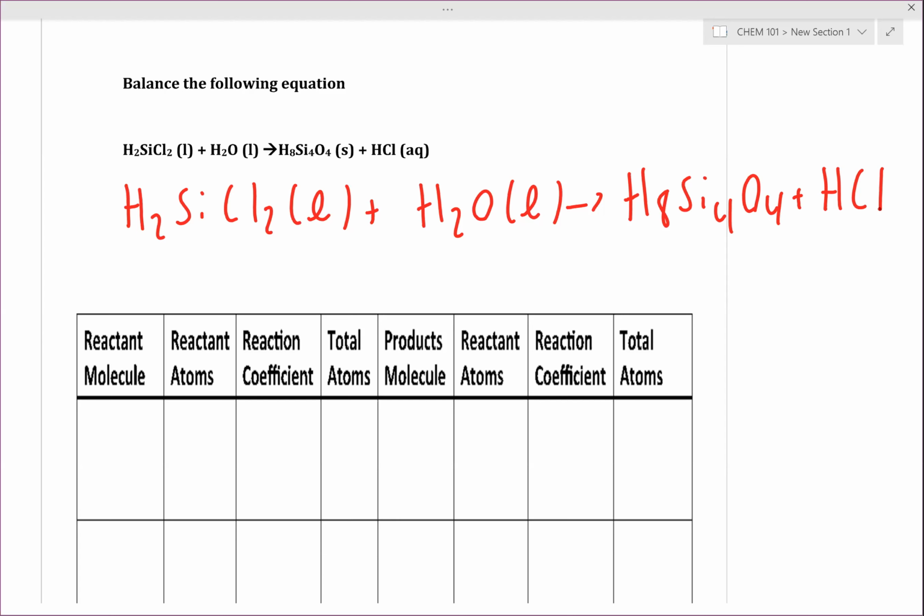So let's try to pick the element that shows up in the least number of compounds and that shows up in the most complicated compounds. Just as a hint to everyone, if you want to pick an element to balance, try to balance the elements found in the most complicated compounds first, if you have a choice.